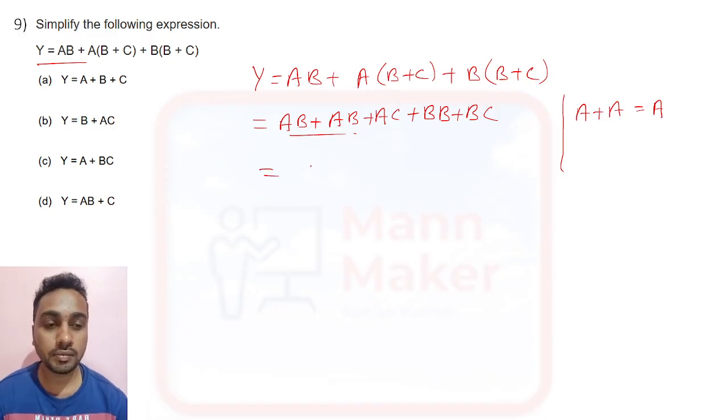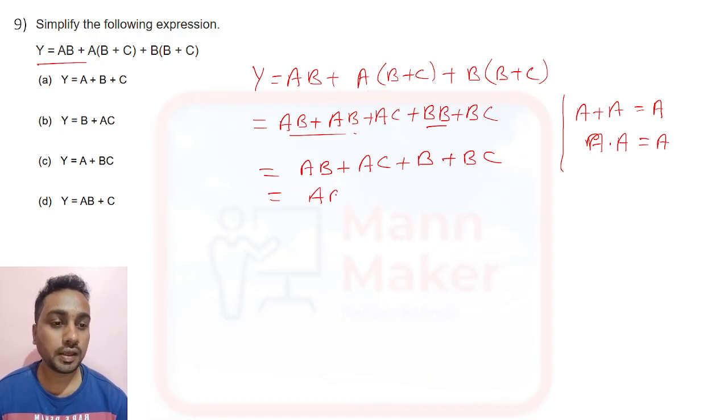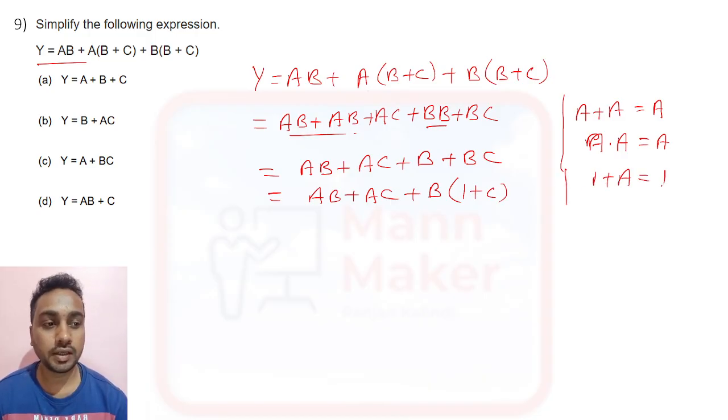So we can write AB plus AB as AB, plus this is A B dot B. A dot A is A. So we can write B dot B as only B, then plus BC. Now this is AB plus AC, and from here we can take B common and we can write 1 plus C. Now again 1 plus A is what? 1 plus A is 1. These are Boolean formulas you can say.